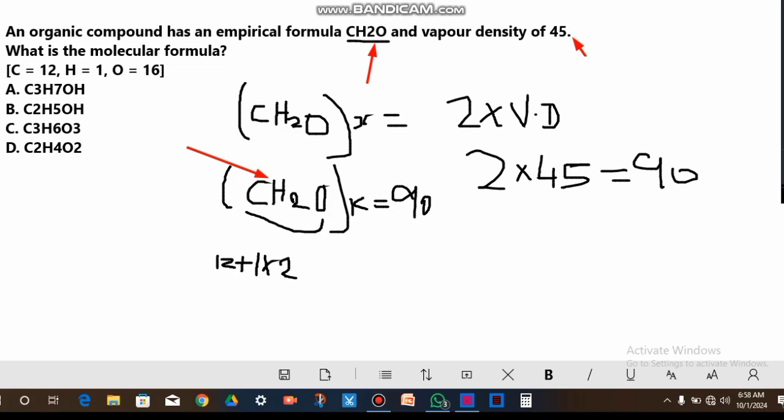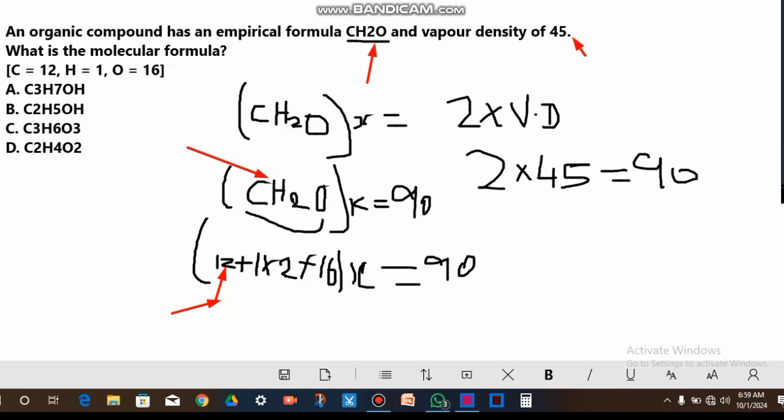1 times 2. Then you add again plus the oxygen. The atomic mass of oxygen is what? Is 16. Are you getting it now? Is 16. Okay, so bracket, open and close, x equal to 90. Are you getting it now?